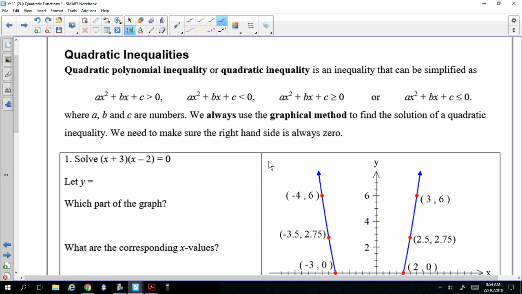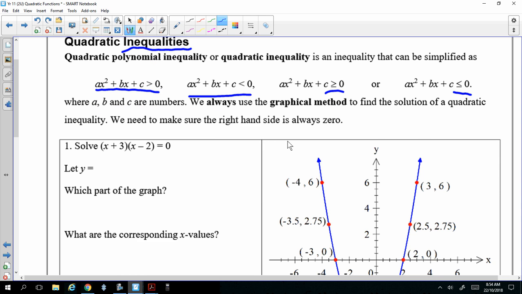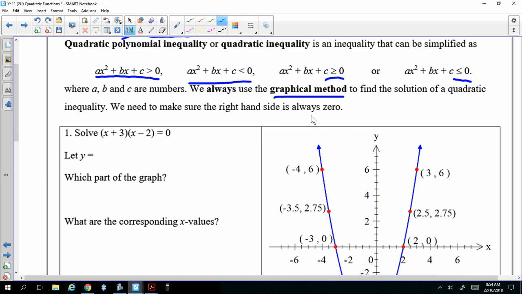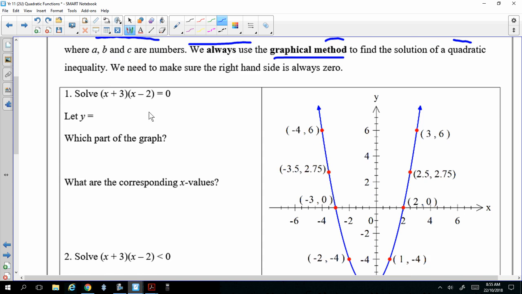About quadratic inequalities, something you've done in term 1. So these are quadratic inequalities: bigger than 0, less than 0, bigger than or equal to 0, or less than or equal to 0. Okay, so we're going to solve it using the graphical method. To find a solution to a quadratic inequality, we need to make sure the right side is always 0.